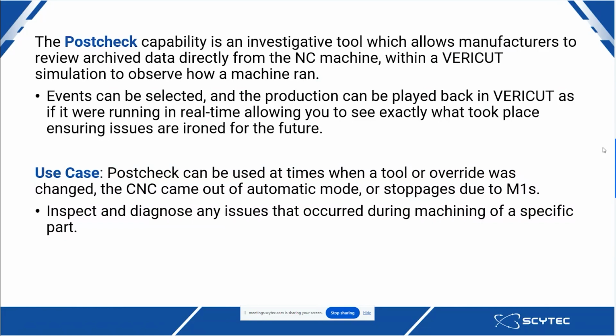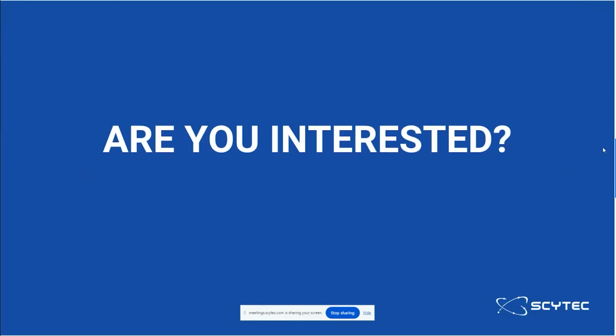So a good use case for this could be Postcheck can be used at times when a tool or override was changed or the CNC came out of automatic mode, or common stoppages such as M1s happened. And this will allow you to inspect and diagnose any issues that occurred during machining of a specific part.